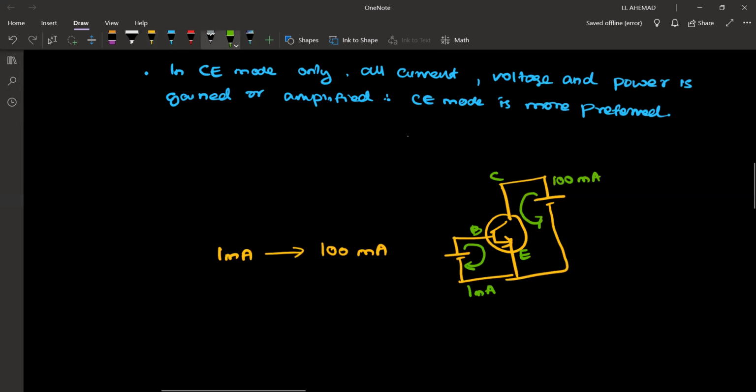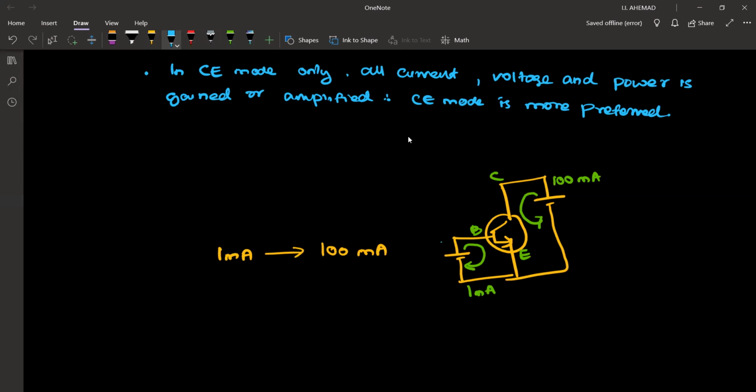Okay, actually the current is not produced somewhere. By sending this amount of current, we can control the current flow in the output. So here we have a current gain. By sending 1 milliampere, we can take 100 milliampere out of this battery. Okay, so that is a current gain.